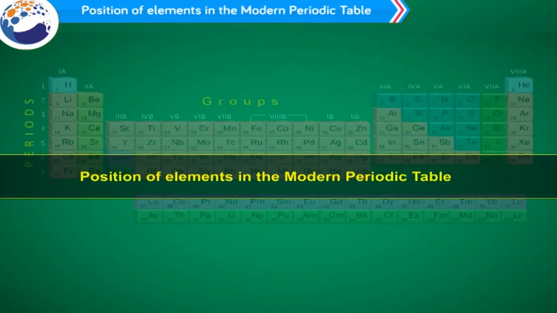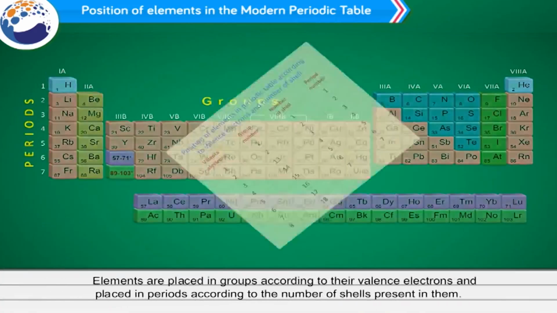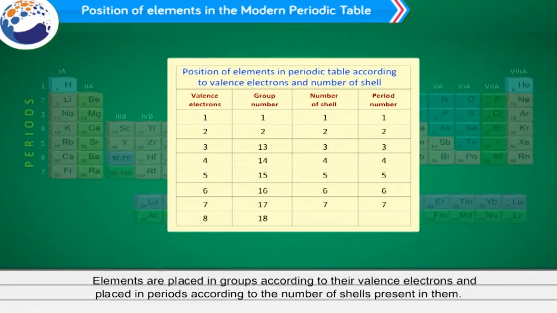Position of elements in the modern periodic table. Elements are placed in groups according to their valence electrons and placed in periods according to the number of shells present in them.